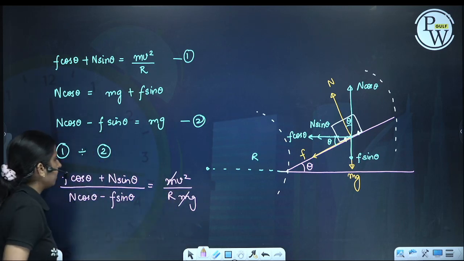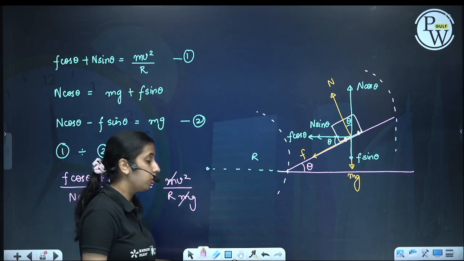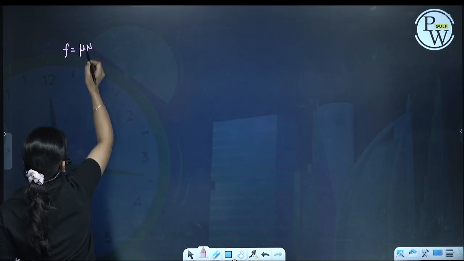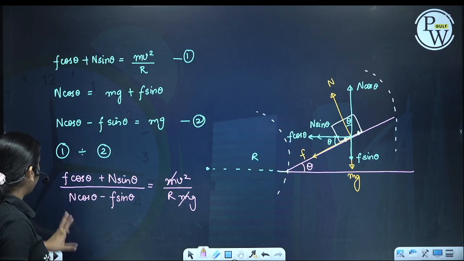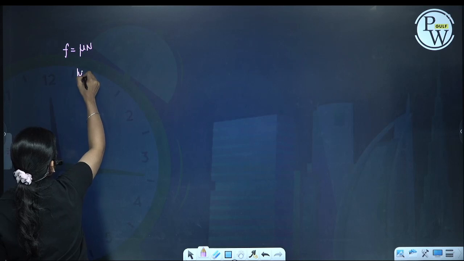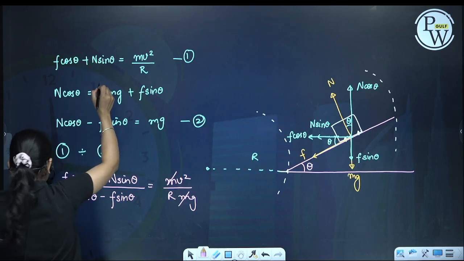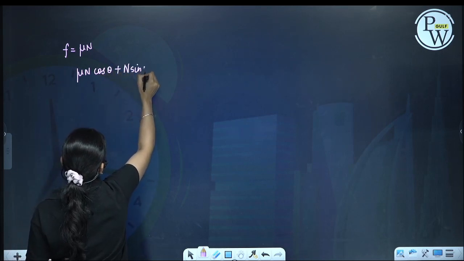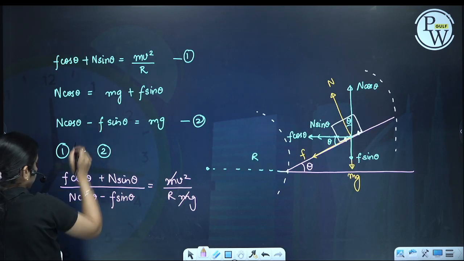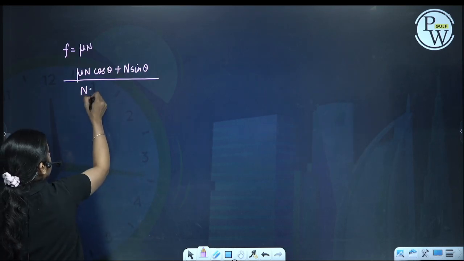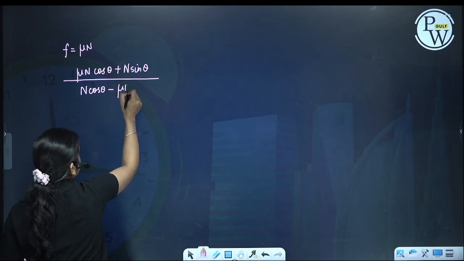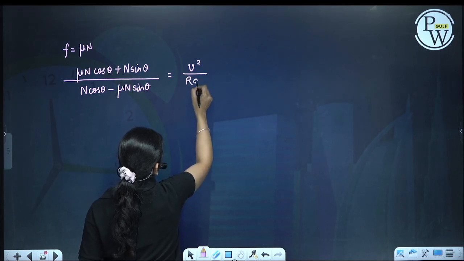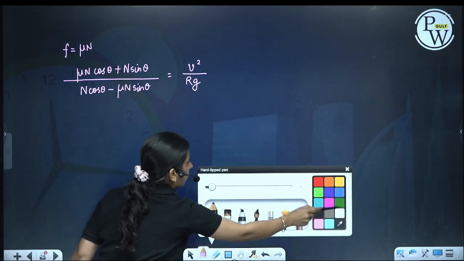So m and m get cancelled. Friction, what will be the value of friction? Friction will have the value mu times n. Substitute the value mu n into cos theta plus n sin theta, divided by n cos theta minus mu times n sin theta, is equal to v square by rg.